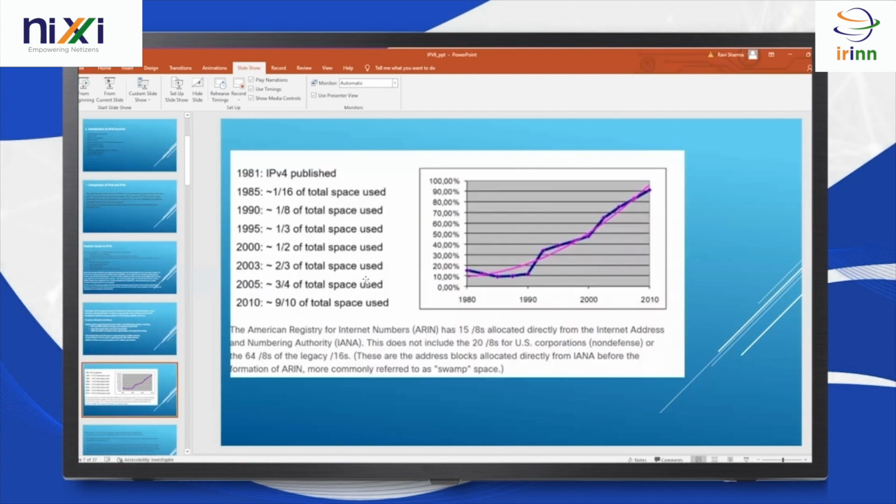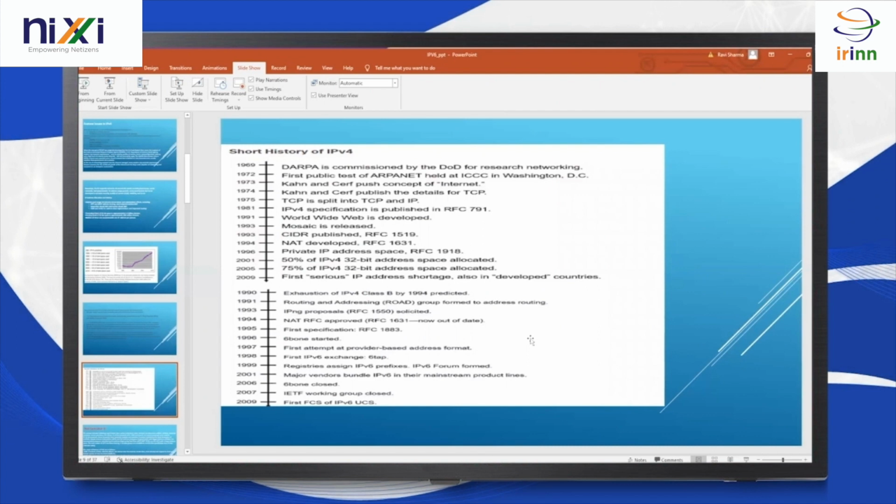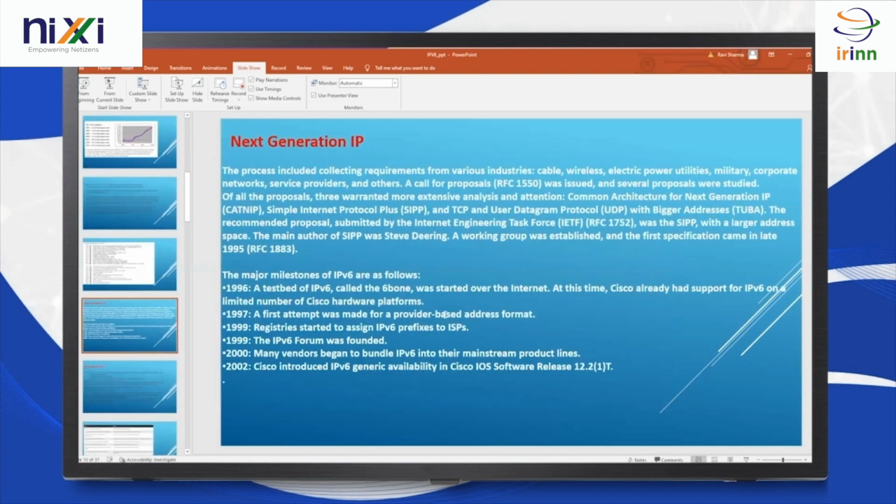If we take a closer look at how IPv4 consumption happened quickly till 2010, this is the short history of IPv4, how it was added from 1969 until 2009, right? And we already moved with IPv6 as well in that history, right? Now the next generation IP.